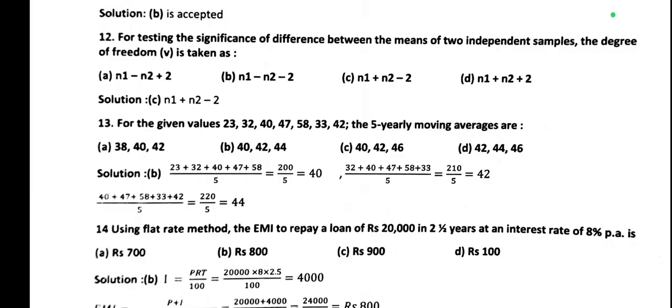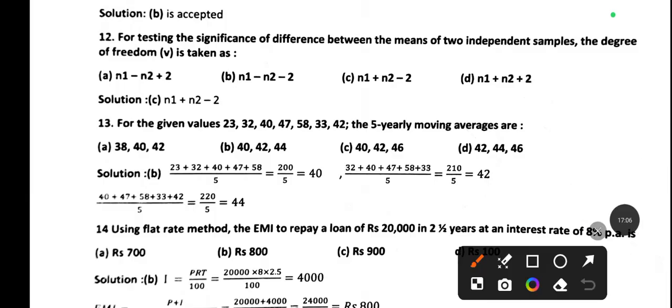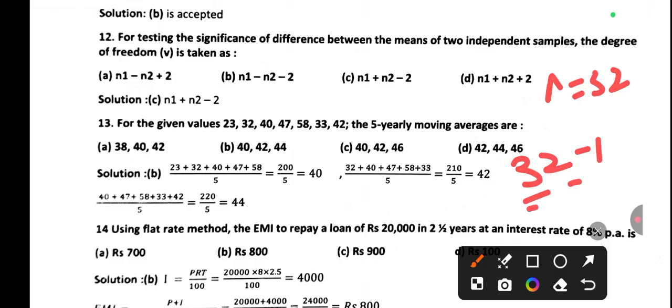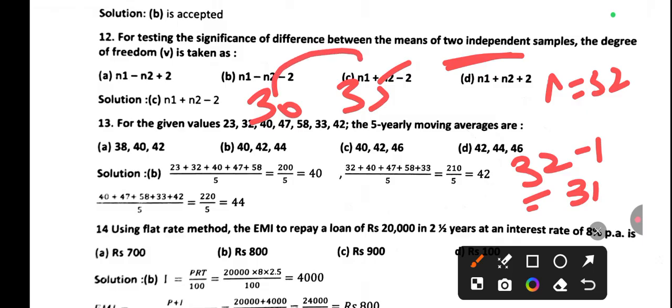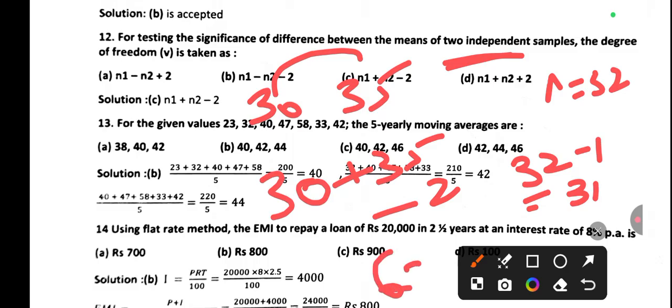Even in one exam, they have given the value. For example, the n is 32. What is the degree of freedom they asked? So 32 minus 1, 31 is the answer. Same way in the next exam, in the board exam, they may give two independent samples, one is 30, one is 35. What is the degree of freedom they can ask? So you should add n1 plus n2 minus 2. Substitute and get the answer: 30 plus 35 minus 2, then 65 minus 2, 63.